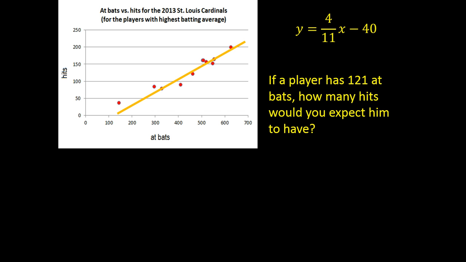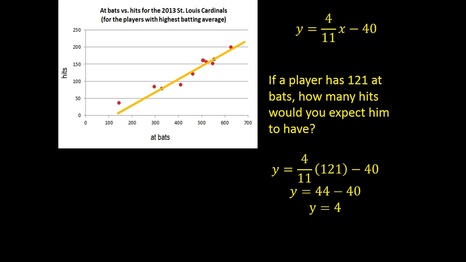So with that information, if a player has 121 at-bats, how many hits would you expect him to have? Well, we know in our equation the at-bats are being represented by the variable x. You can double check that by looking at the graph. So we know that the value of x is 121, since that's how many at-bats we have. If we substitute 121 for x, we'll find that y is 4. So if a player has 121 at-bats, we would expect him to have 4 hits.